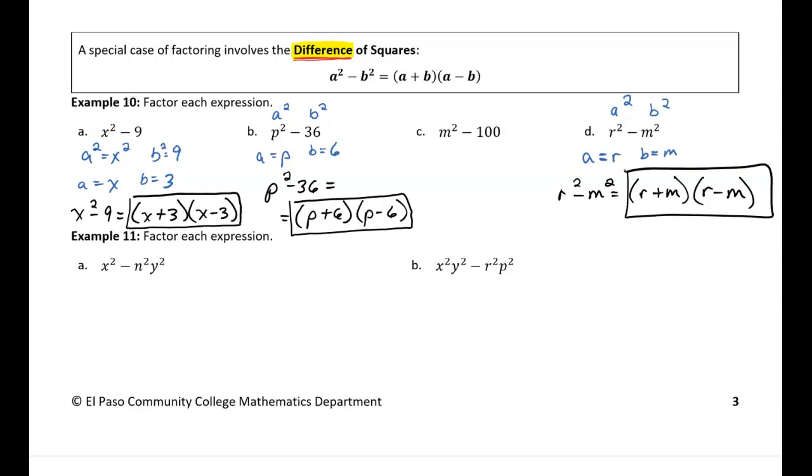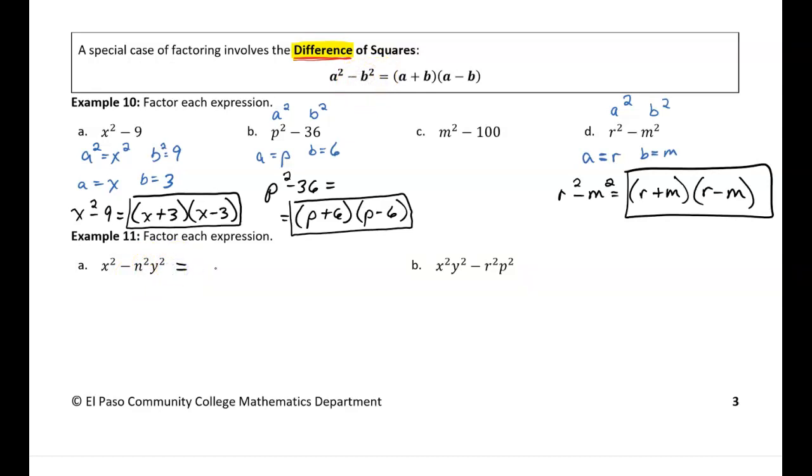Let's try them a little bit more intense, we might say. Example 11. We have all kinds of mixtures of things here. So on example 11a, we're looking to factor x squared minus n squared times y squared. So I have a lot of squares floating around here. It doesn't look exactly like my rule. The first part does, right? That's my a squared. That's pretty straightforward. But then my second term has two parts when my rule only has one.